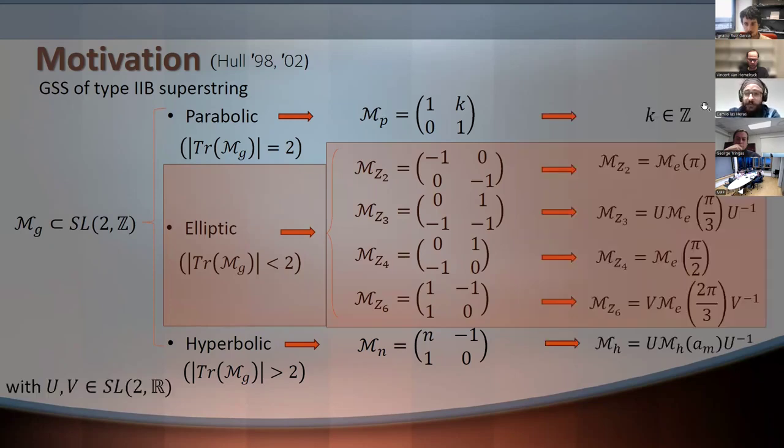So in the parabolic case, we have that K is now restricted to integer values. In the hyperbolic case, we also have some particular integer values that will be consistent with the quantum description. And in the elliptic case, not all the angles will be consistent with the quantum description, but only these angles that we have here, okay? And the relation of these monodromies with the SL2R monodromies is given by a similarity transformation in the general case, okay?